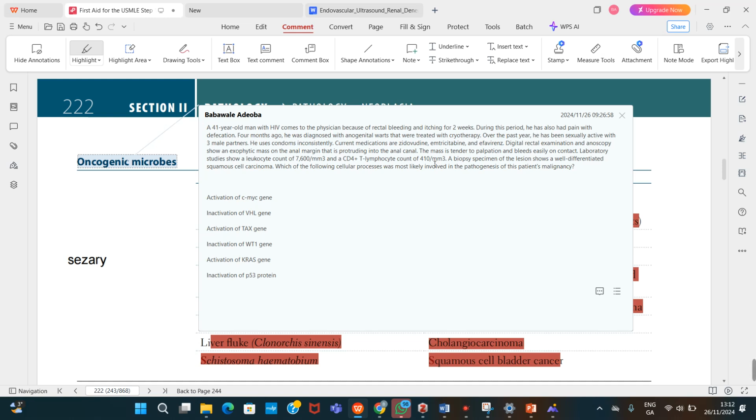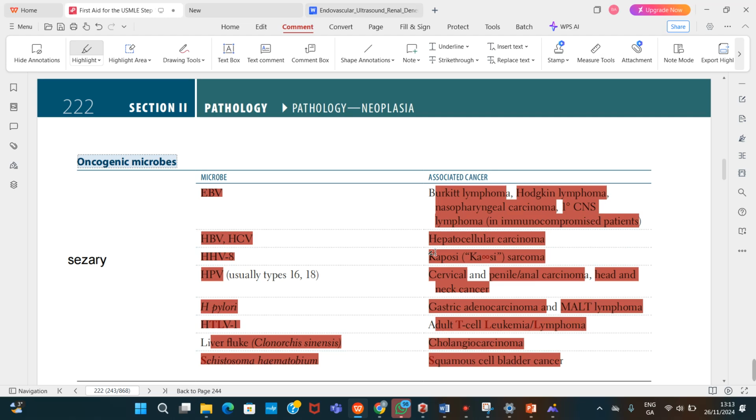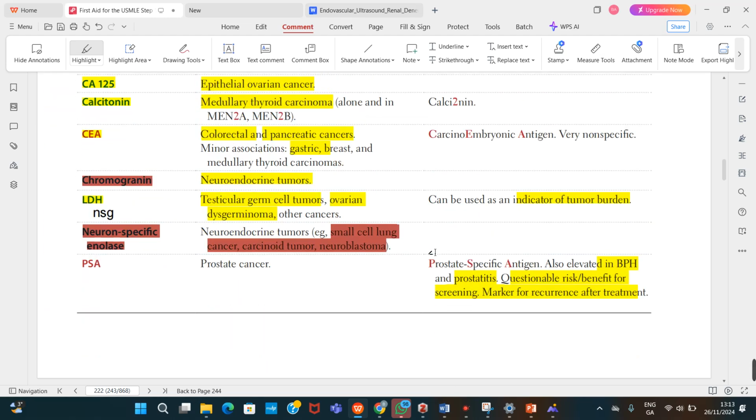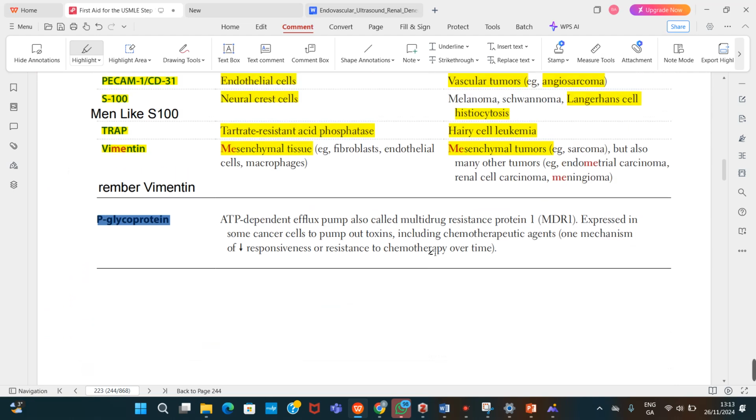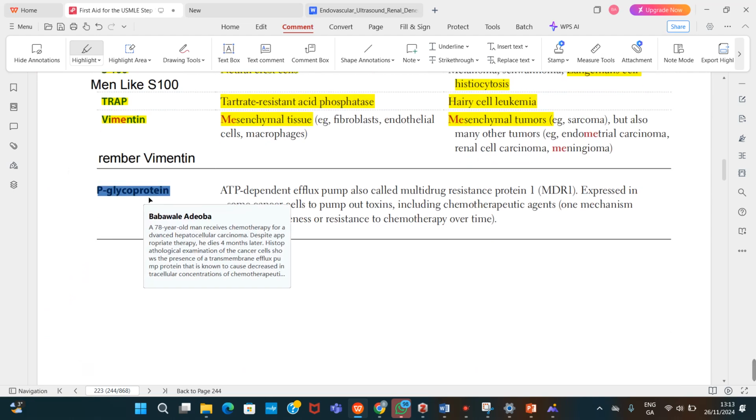Inactivation of P53. Good job. What's our diagnosis? HPV. Anal cancer from HPV. And how does it go through the process of oncogenesis? Like, what does it do? The HPV E6 and E7. So what does E6 inhibit? TP53. Then E7 inhibits RB. Right. That's a good job.